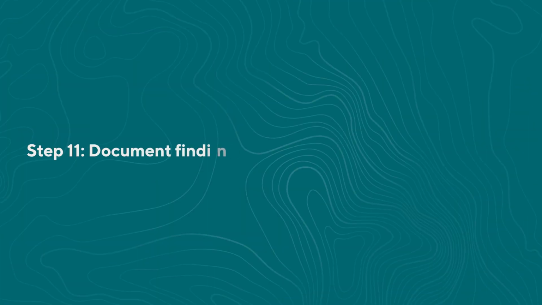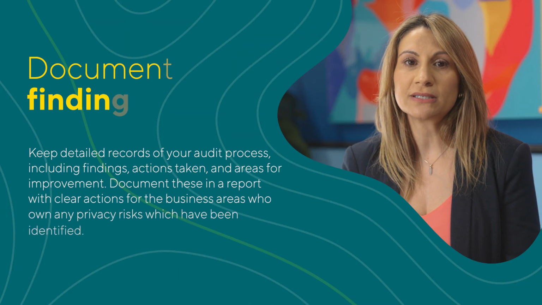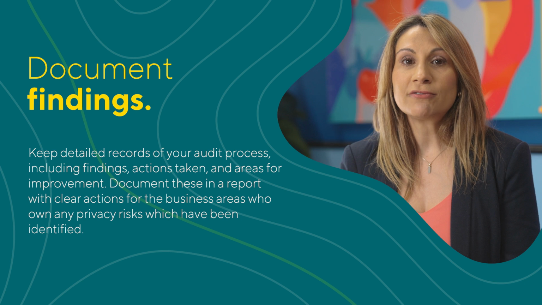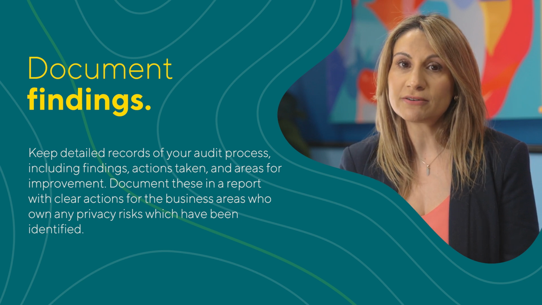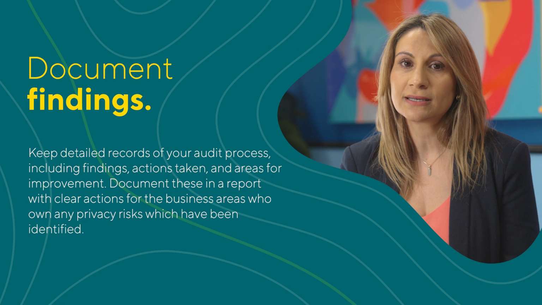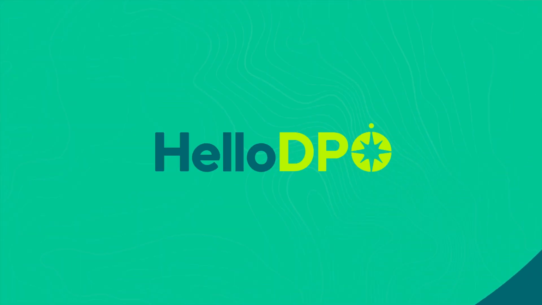Step 11. Keep detailed records of your audit process, including findings, actions taken, and areas for improvement. Document these in a report with clear actions for the business areas who own any privacy risks which have been identified, and make sure these are followed up.